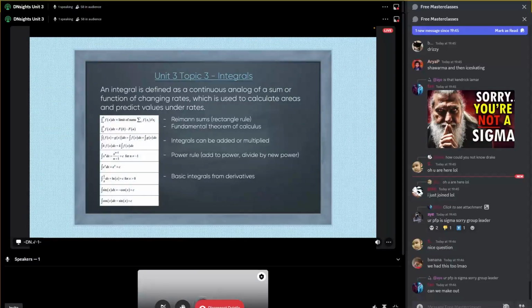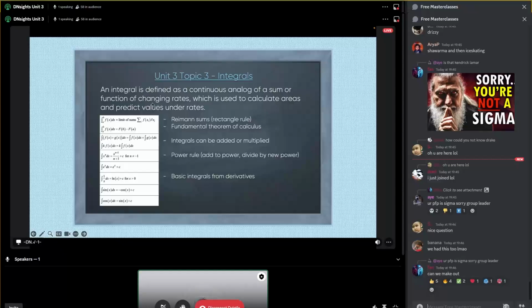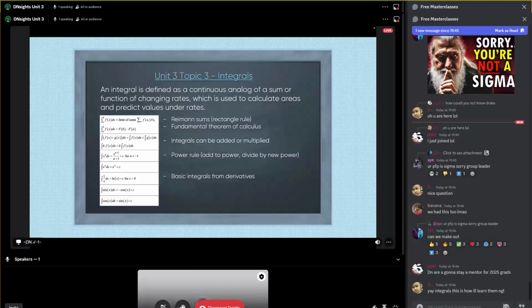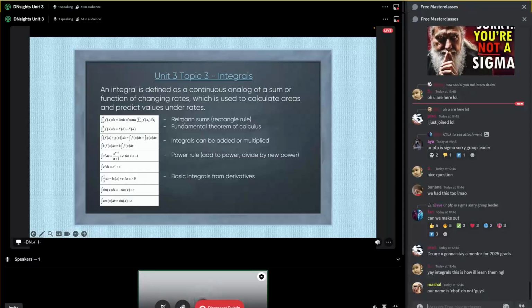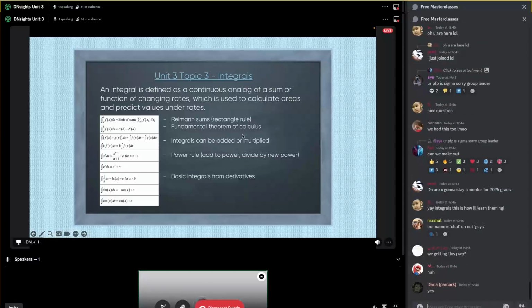So that pretty much concludes topic 2. Topic 3 is all about integrals. It's just the antiderivative. It's when we have a derivative and we want to go back to the continuous analog of the sum or function of those changing rates. So what actually originates from those changing rates? I'm using words just to help you. So the ones you should know is this one. This is the rectangle rule. I'll explain that in a bit. Then this one, F(b) minus F(a), that's the fundamental theorem of calculus, with just any integral in general.